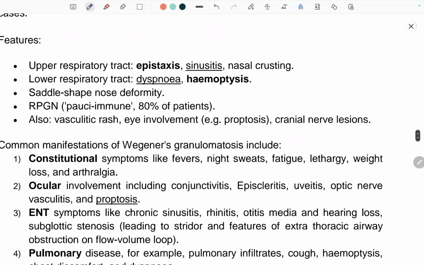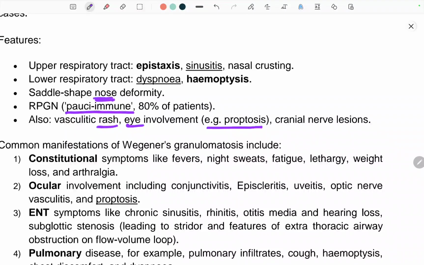Now here it is same like Goodpasture only, but epistaxis, sinusitis, nasal crusting, dyspnea, hemoptysis, saddle-shaped nose deformity, RPGN, pauci-immune. 80% of the patients also have vasculitic rash, eye involvement like proptosis, and cranial nerve lesions.